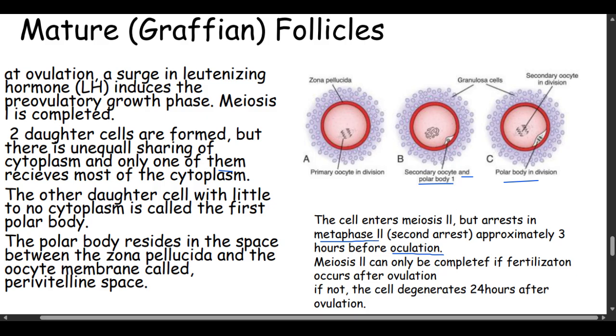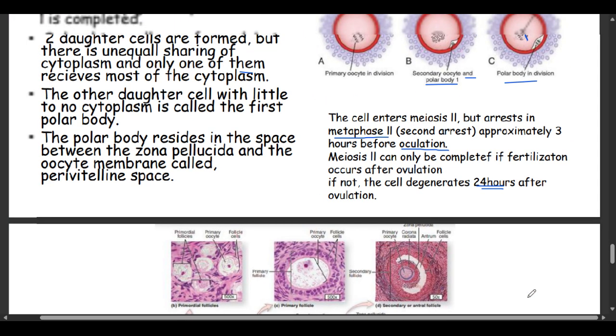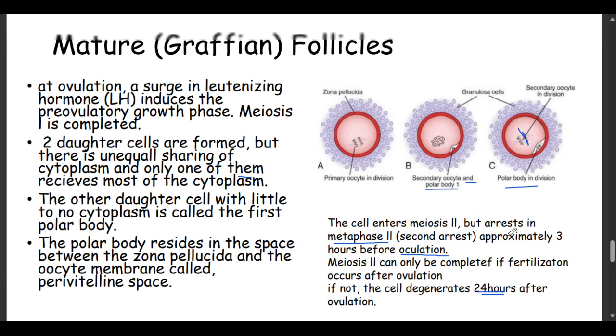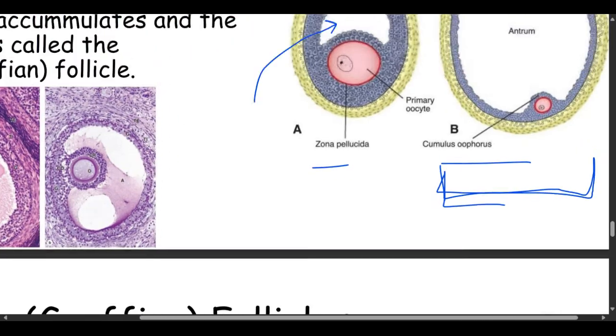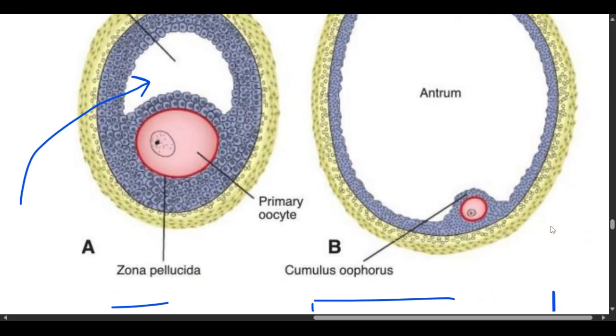Once that is paused, the only way this secondary oocyte can finish meiosis 2 is if fertilization occurs. If it doesn't occur, then this cell is lost just like that. The cell degenerates 24 hours after ovulation if this is not done.